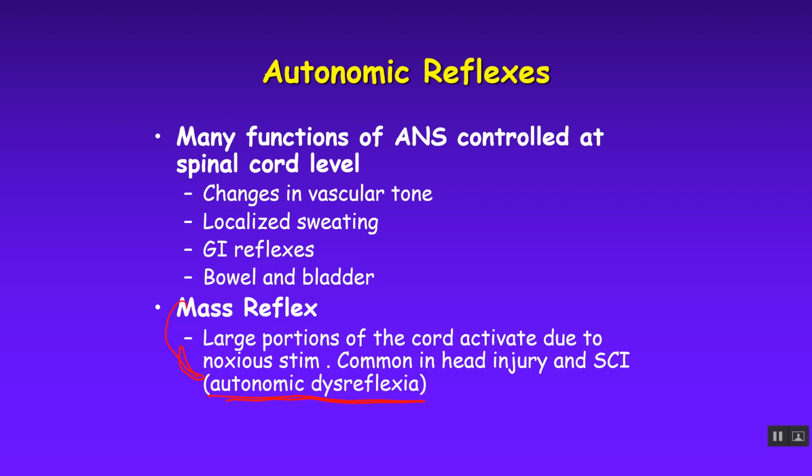But then after that, now you're worried that when you get them up, they still have a chance of passing out, but now they've got less of a chance. But now if they get a full bladder, or they're sitting on a wrinkle on their cushion, and get a noxious stimulus, then the sympathetic nervous system all of a sudden turns on and goes haywire with that mass reflex, causing this autonomic dysreflexic response.